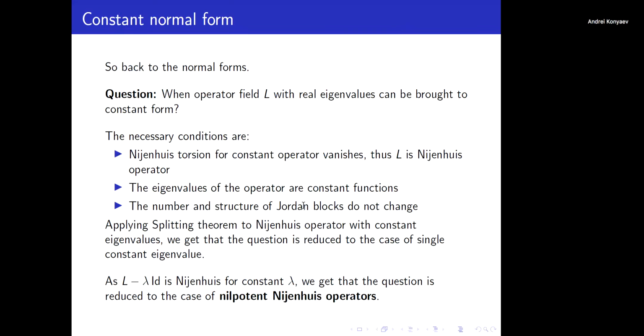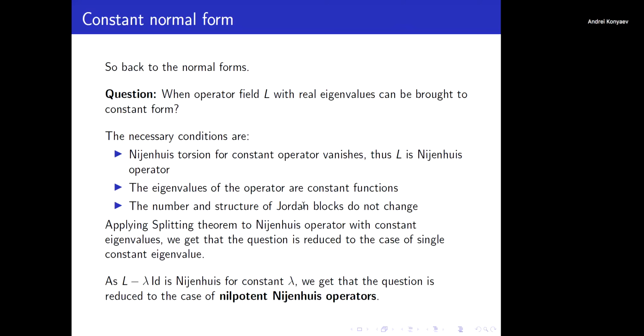So we ask a question: when can an operator field, which is not Nijenhuis, just any operator field with real eigenvalues, be brought to constant form? The complex eigenvalues we will discuss in the following lectures. For now, we deal only with real eigenvalues. It's still rather complicated. If you add complex eigenvalues into the mix, it will become too complicated for my taste. So we deal with only real eigenvalues in this lecture.